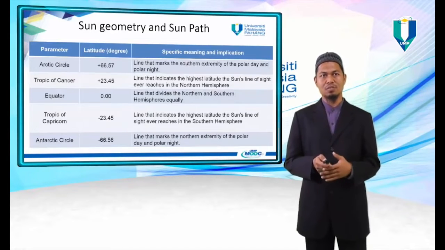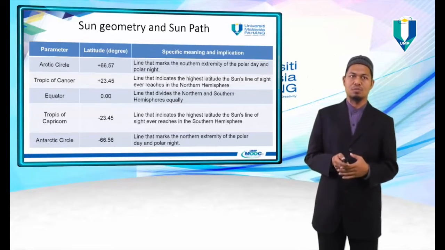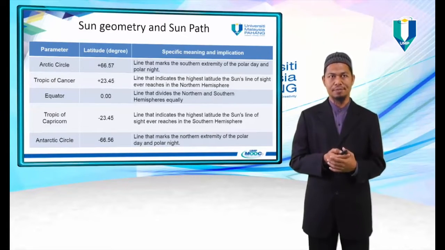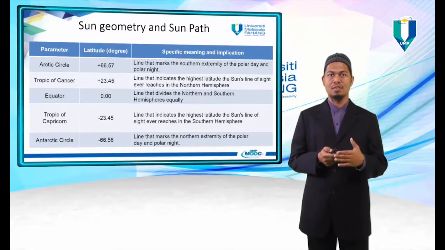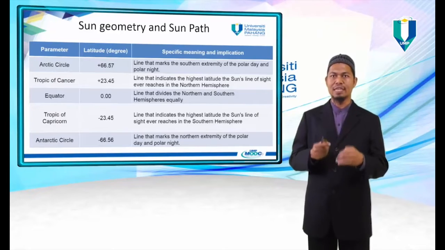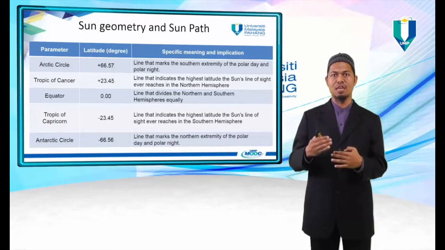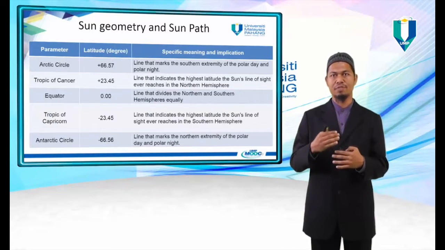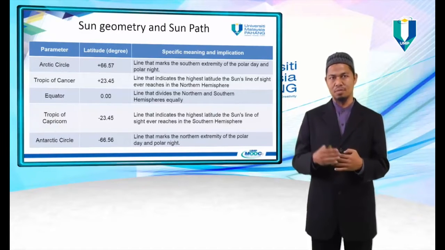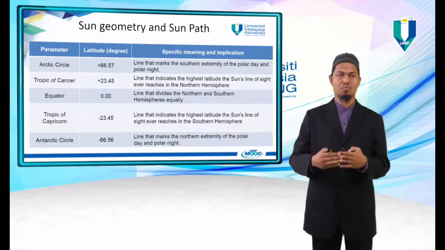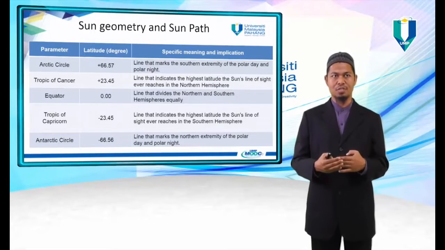The second parameter is the Tropic of Cancer, at about plus 23.45 degrees. This line indicates the highest latitude the sun's line of sight ever reaches in the northern hemisphere of the Earth. The sun will reach up to this line or this location.